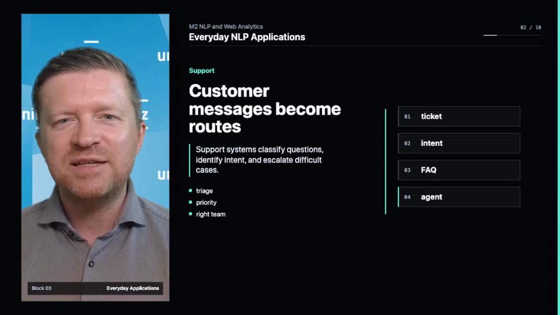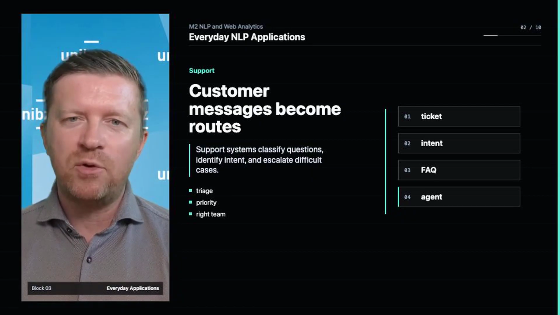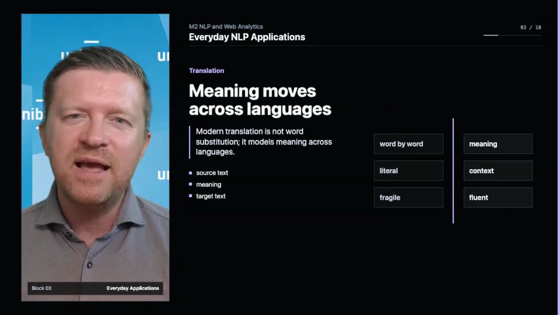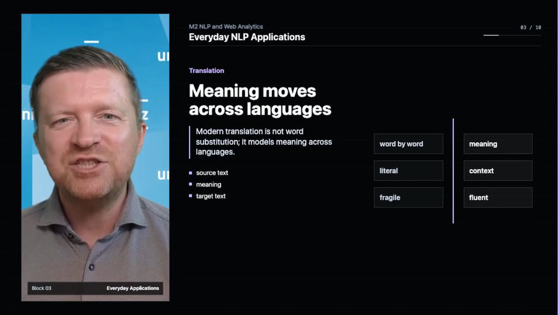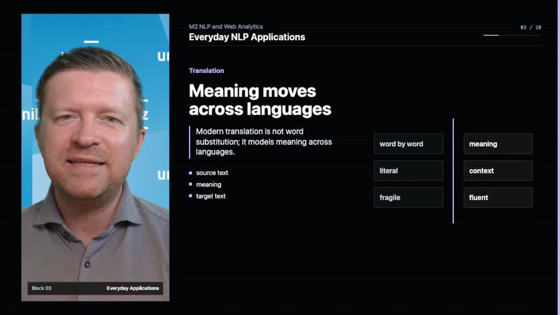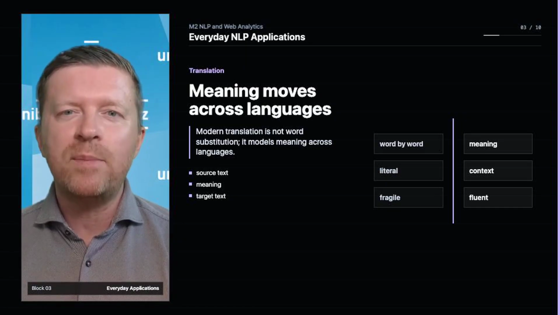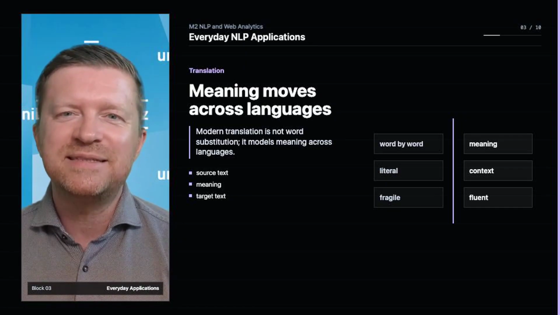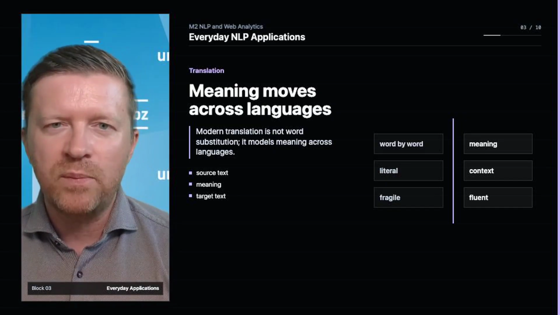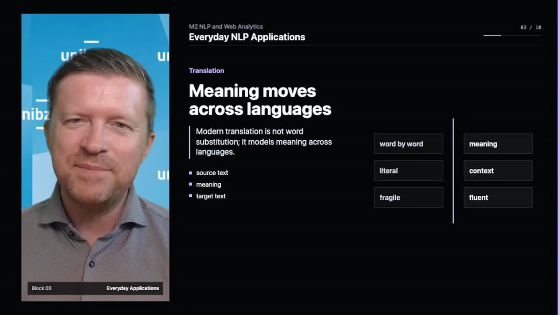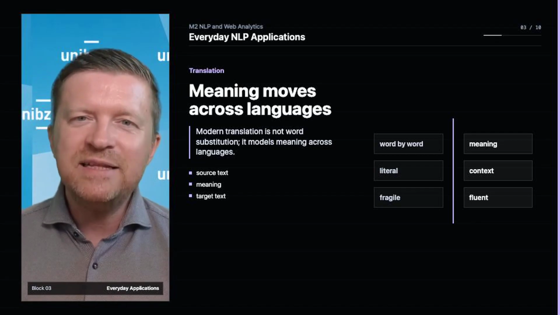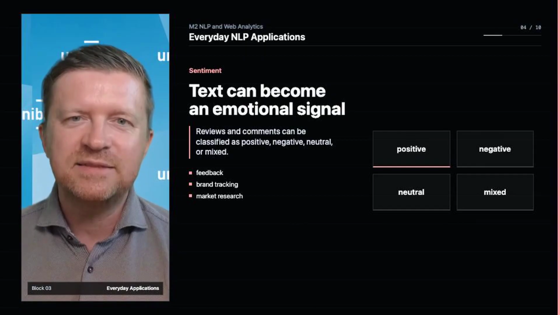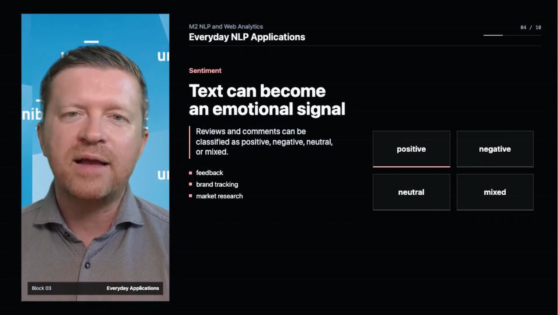Machine translation is another well-established area. Google Translate and DeepL are familiar examples. Translation systems have improved dramatically because modern models can represent meaning across languages rather than simply substituting words one by one. Sentiment analysis is widely used in social media monitoring, customer feedback analysis, brand tracking, and market research.